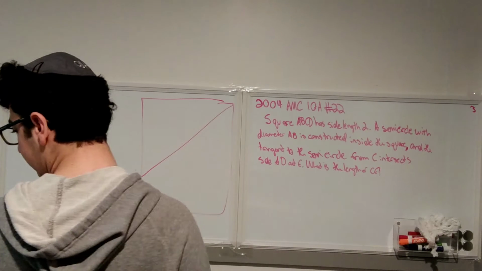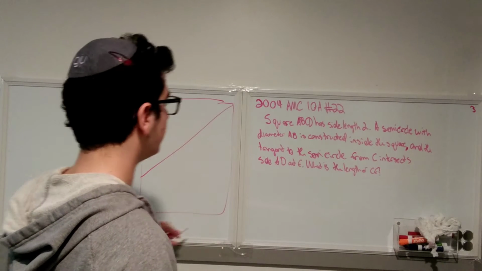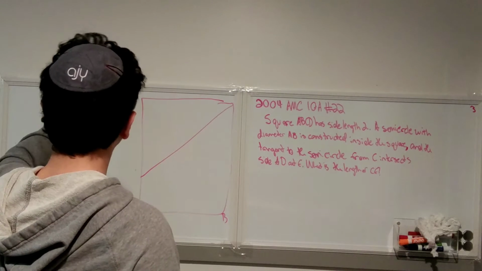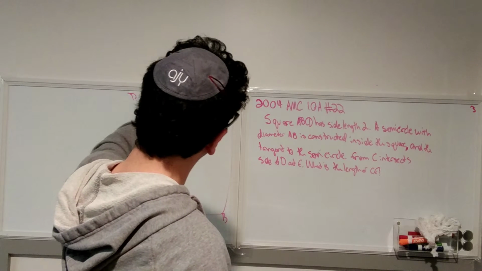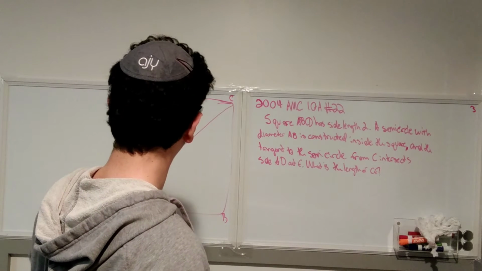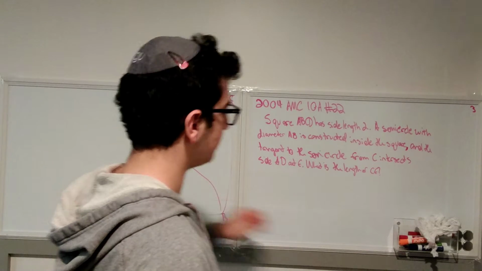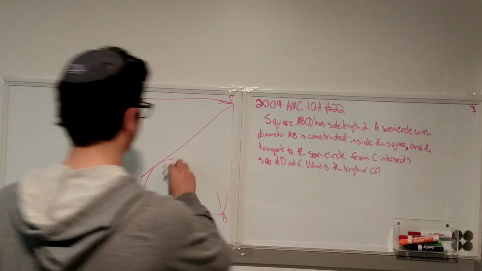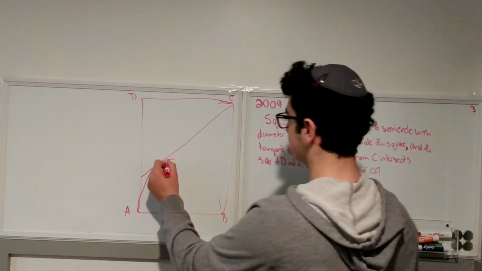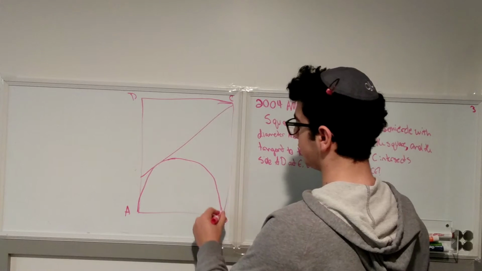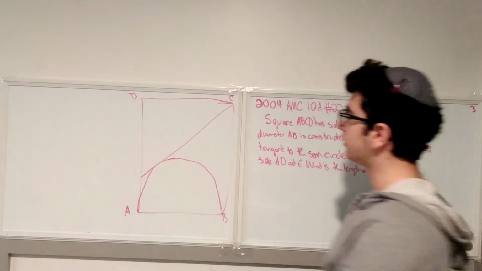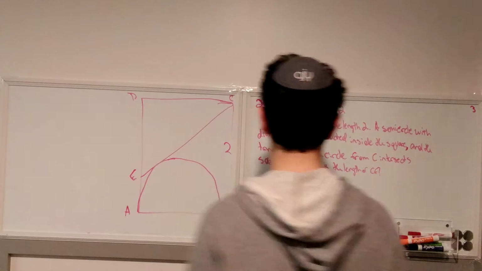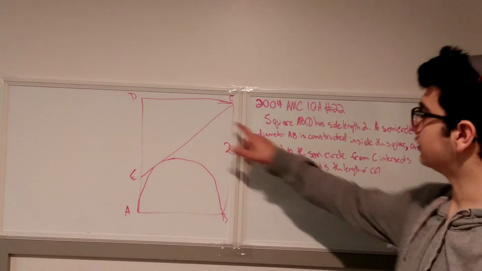So we are going to have A, B, D, and C. We're also going to have a semicircle that is tangent to that line. Oh, that was a bad semicircle. Let's draw that better. That's good enough for our sake. And we call this E. Now this length right over here is 2. So it says, what's the length of CE?